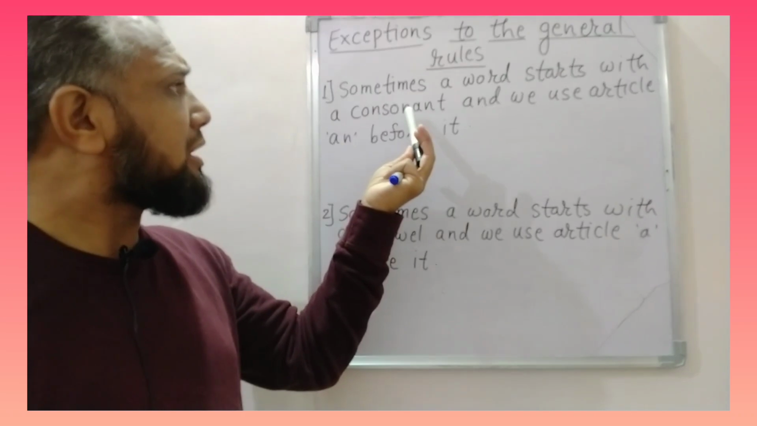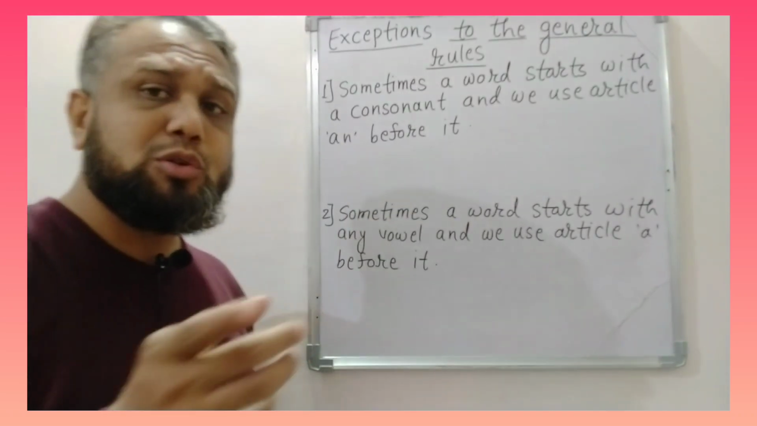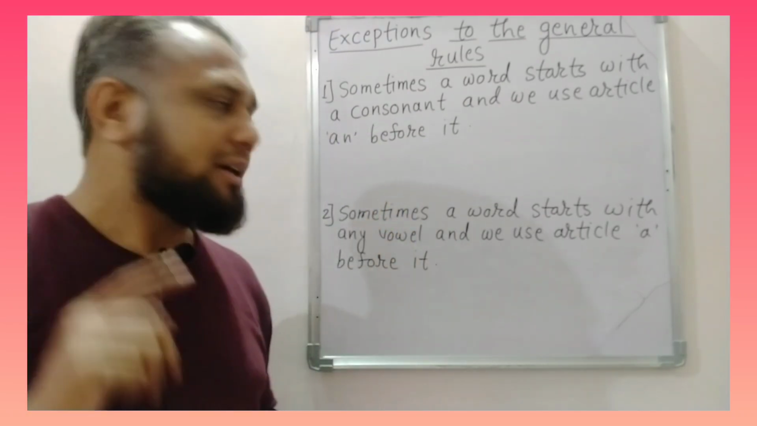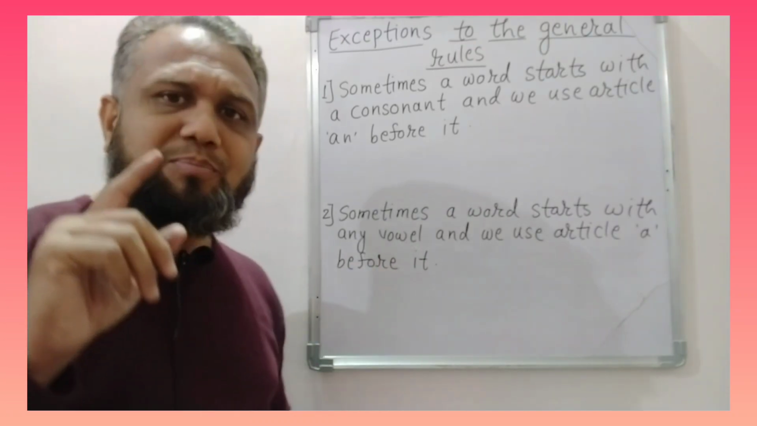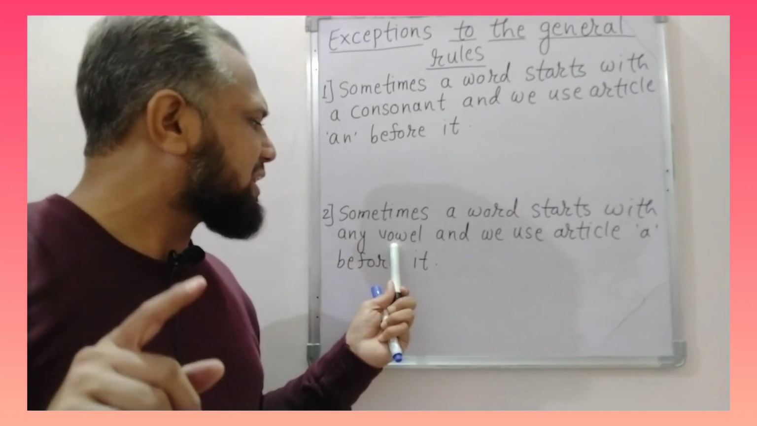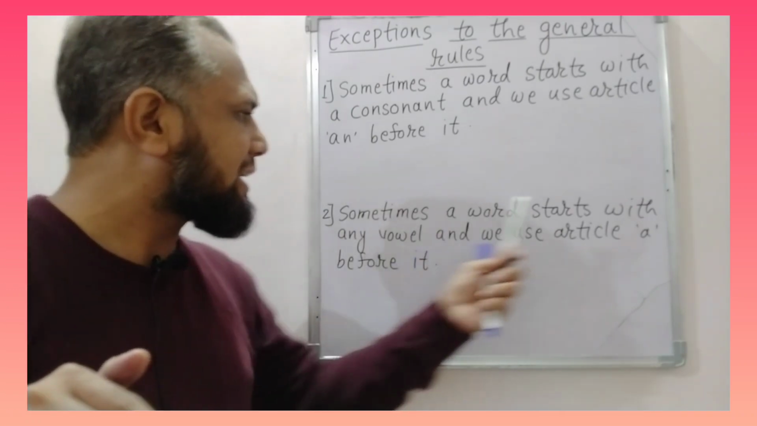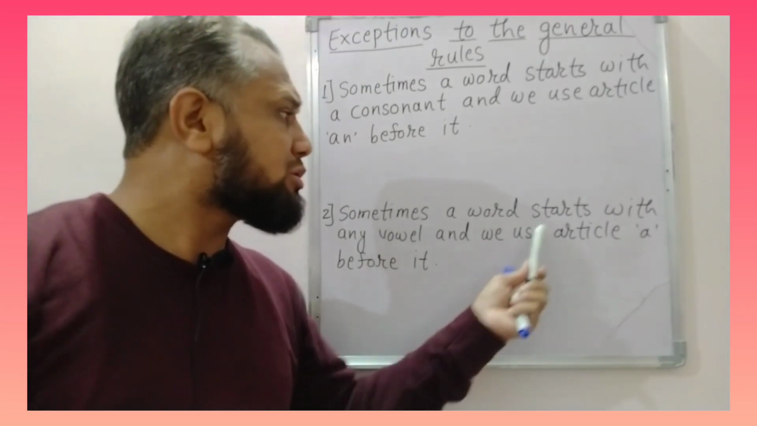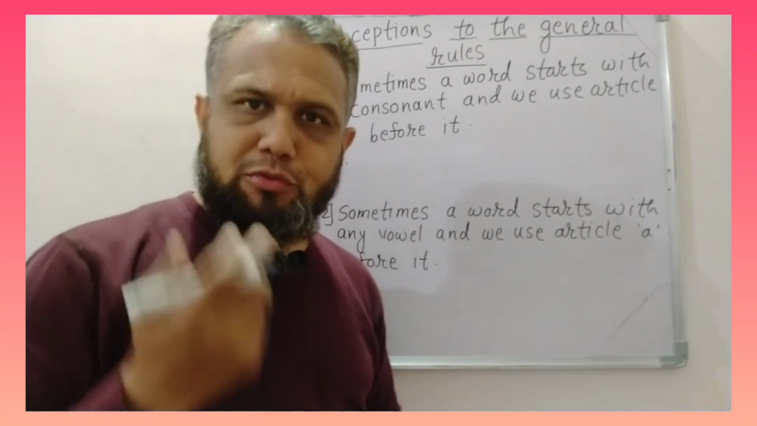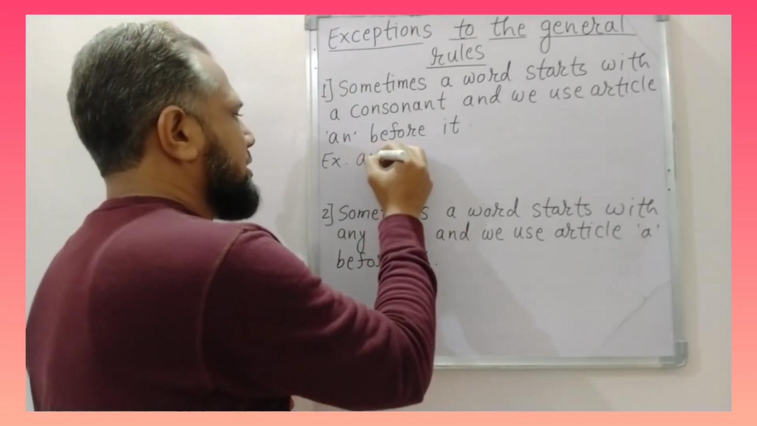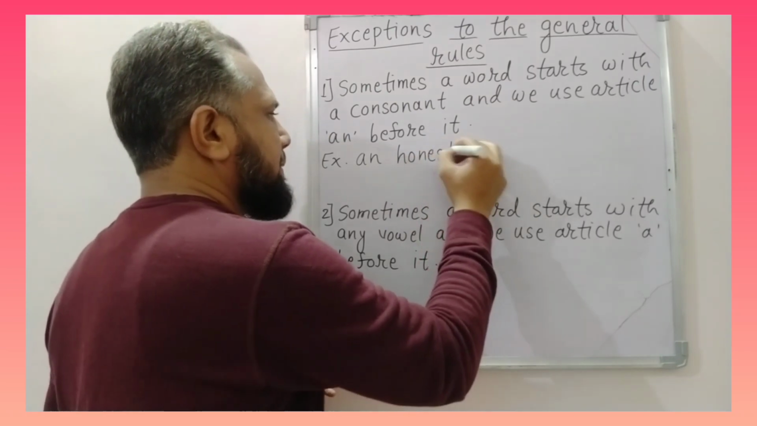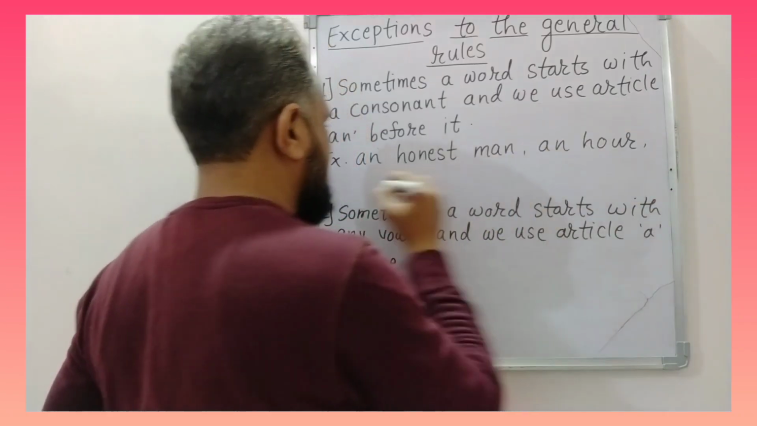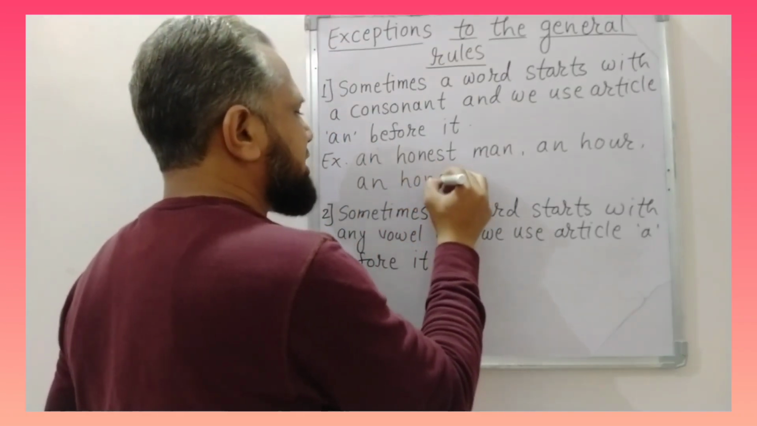According to the general rule, if a word starts with a consonant, then we have to use article a before it. But sometimes we use article an before it. And according to the general rule, if a word starts with any vowel, then we have to use article an before it. But here, according to the exception, we use article a before it. For example, an honest man, an hour, an honorable person.